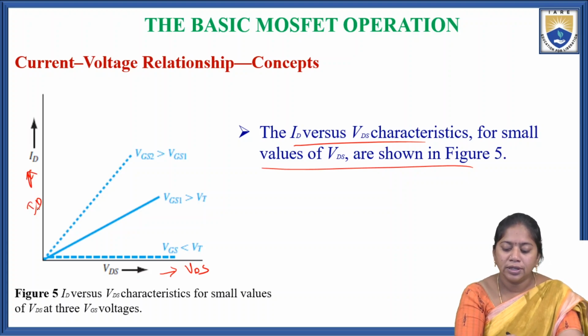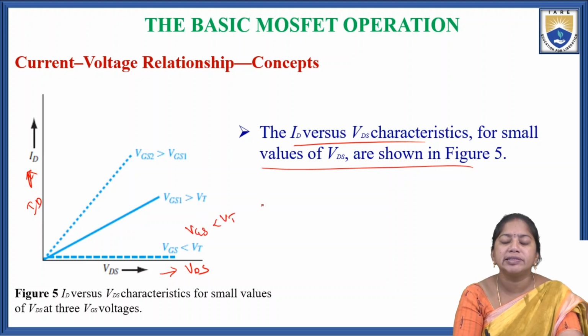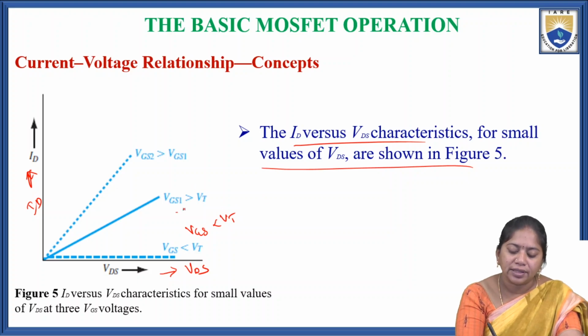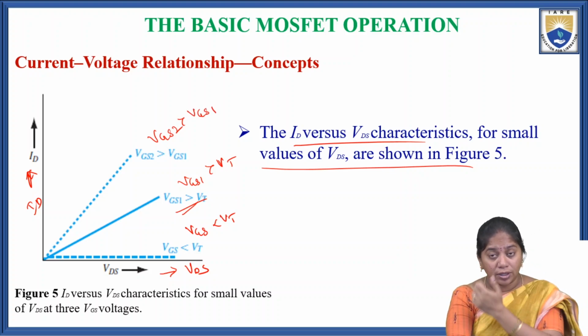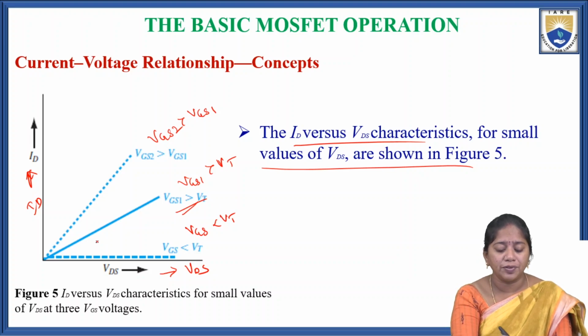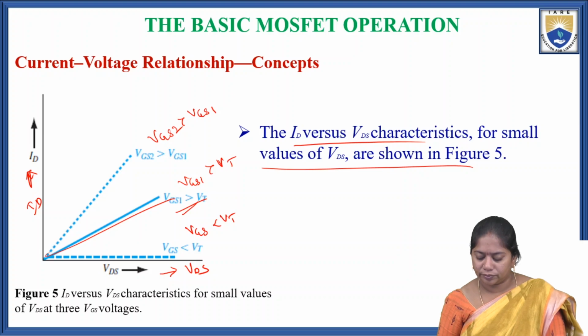Here, for small voltages, the first case is VGS less than VT, the gate to source voltage is less than the threshold voltage. The second case is VGS1, the gate source voltage, which is greater than VT. And the third case is VGS2, which is greater than VGS1. For these three conditions we are drawing the graph, and the graph is a straight line.